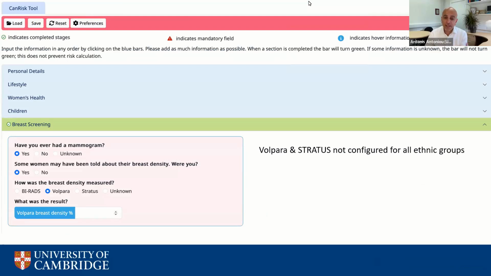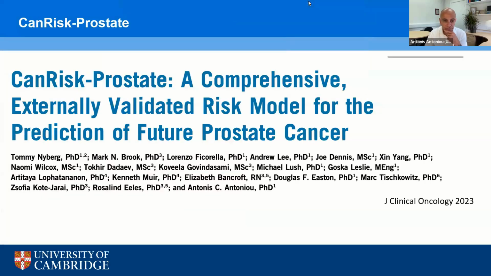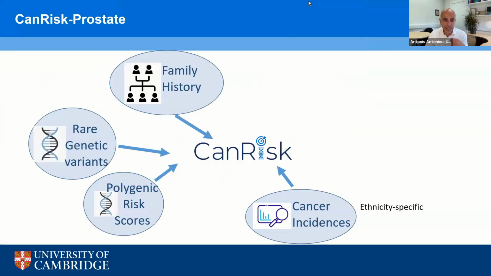One of the limitations here is that the data that we've had so far were primarily on women of white ethnicity. So the Volpara and Stratus have not been configured for all the ethnic groups at this stage. And then the final update is the incorporation of the prostate cancer model, which we published a couple of years ago. So the tool will be updated later this month or by early June to enable the prediction of prostate cancer risks also in males.